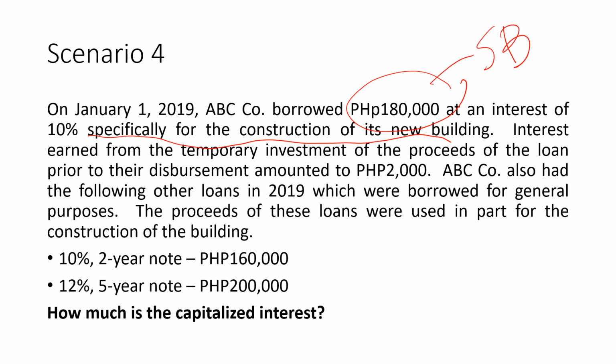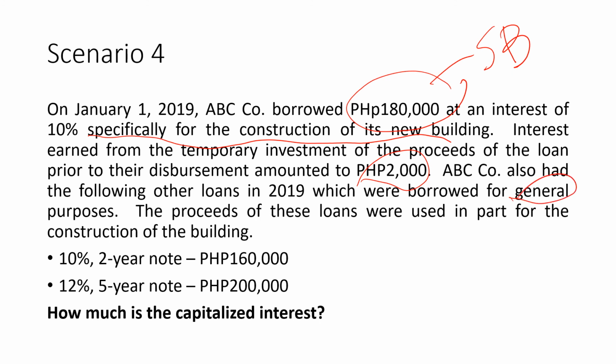Interest earned from the temporary investment of the proceeds of the loan prior to their disbursement amounted to 2,000. So, meron tayong 2,000 na income. Remember, kapag specific borrowings, binabawas natin yung interest income related dun sa amount ng loan na specific for the construction of the building. However, ABC Company also had the following other loans which were borrowed for general purposes.